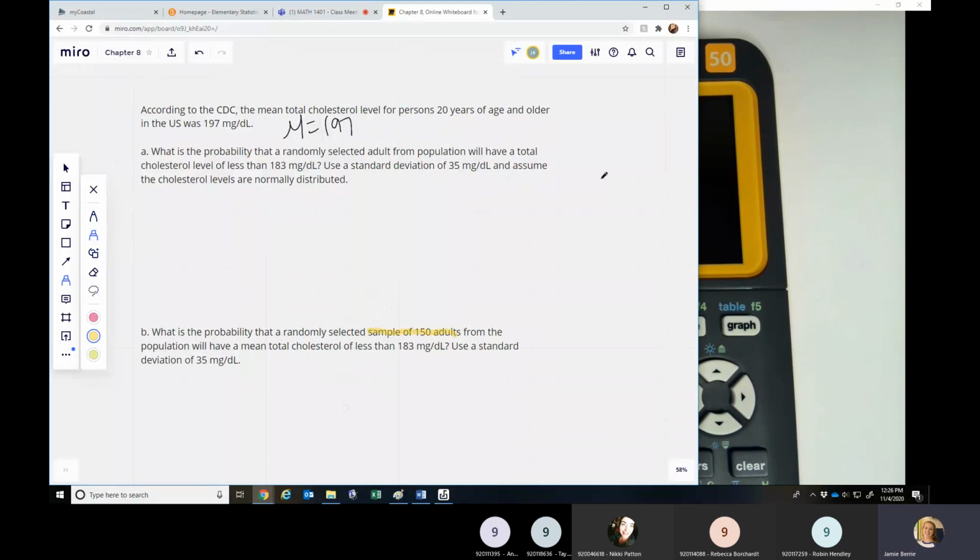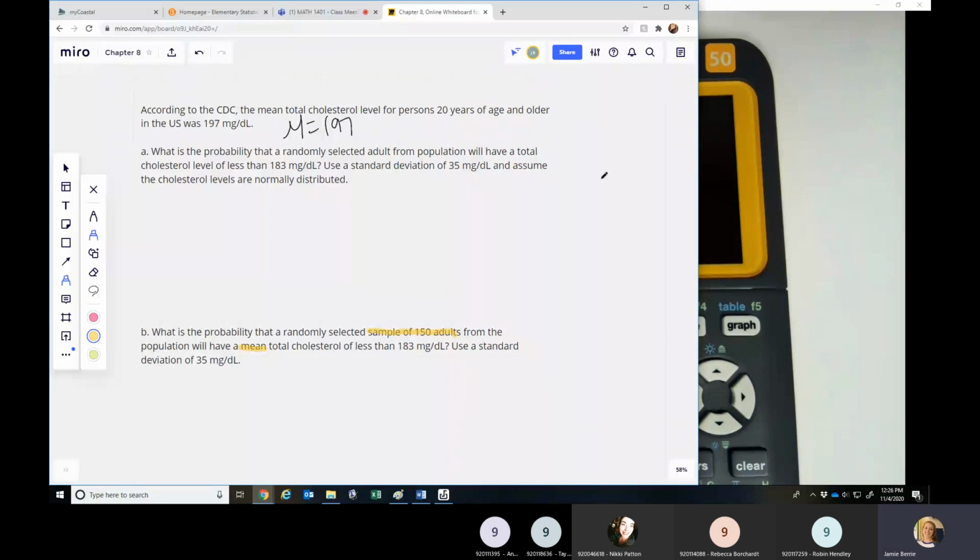sample of 150 adults. And notice in the second part of that sentence, it says, what's the probability the randomly selected sample of 150 adults from the population will have a mean total cholesterol of less than 183? This one up here just says, what's the probability that a randomly selected adult will have a total cholesterol level of less than 183? So there's no mention of the word mean in there.